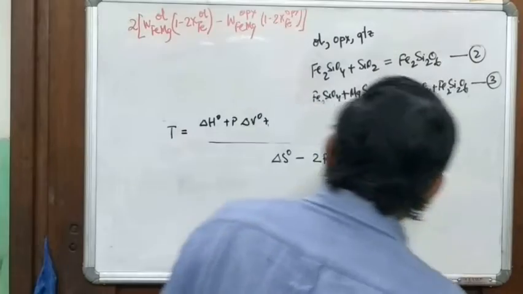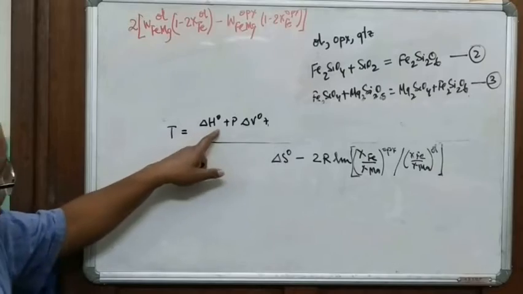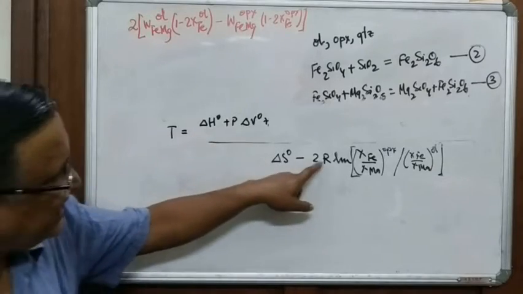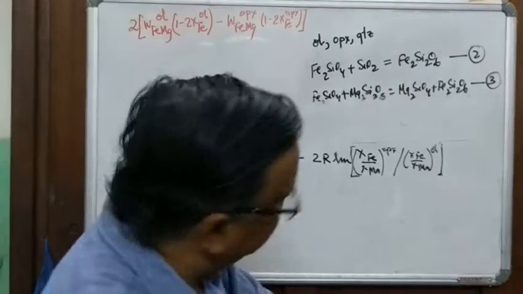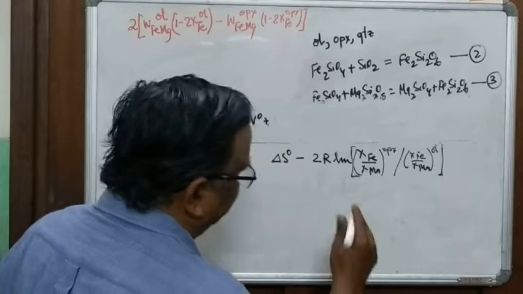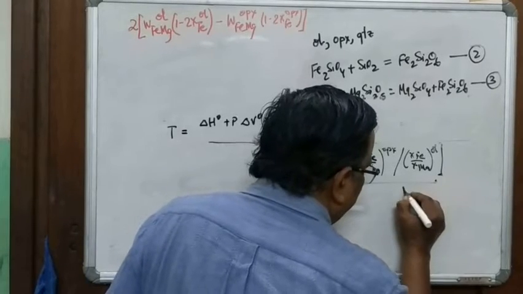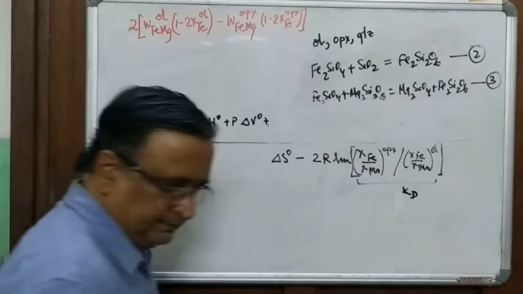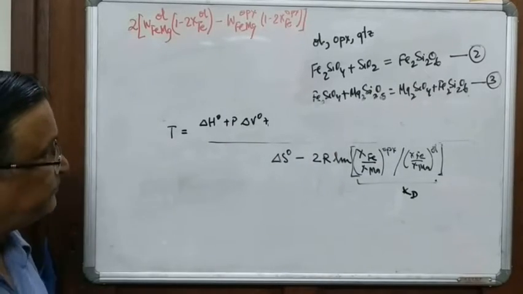So they have this term del H0 plus P del V0 and del SR and what is called the KD term. When you read the paper, you will see it. Just remember what I told you. You have a KD term.